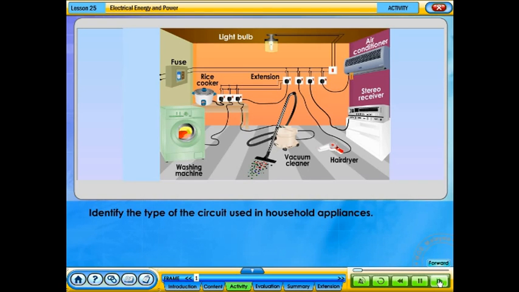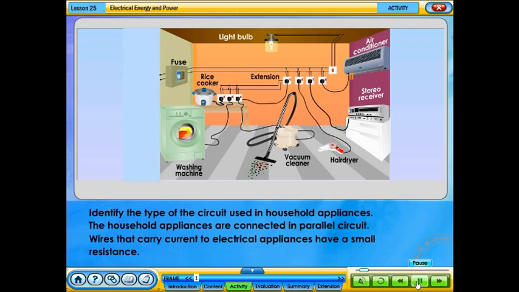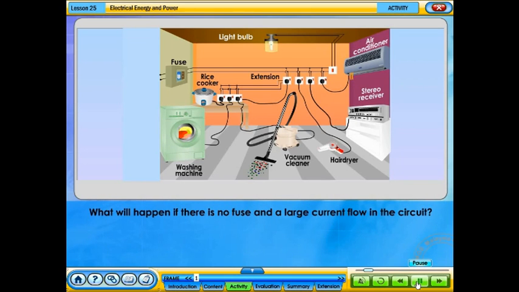Identify the type of circuit used in household appliances. The household appliances are connected in parallel circuit. Wires that carry current to electrical appliances have a small resistance. What will happen if there is no fuse and a large current flows in the circuit? If the current is large, the wires will heat up.